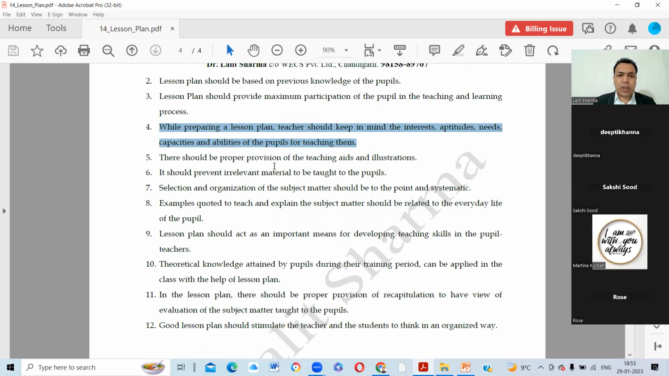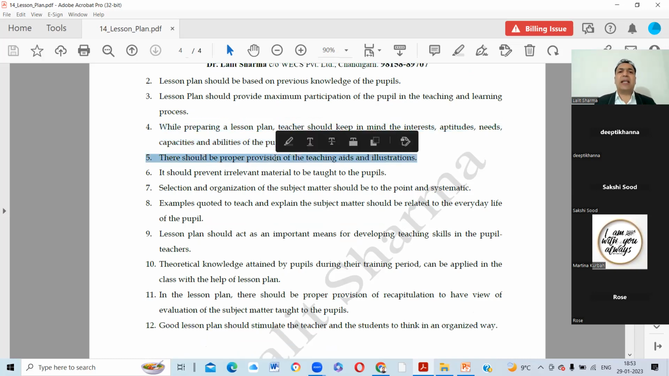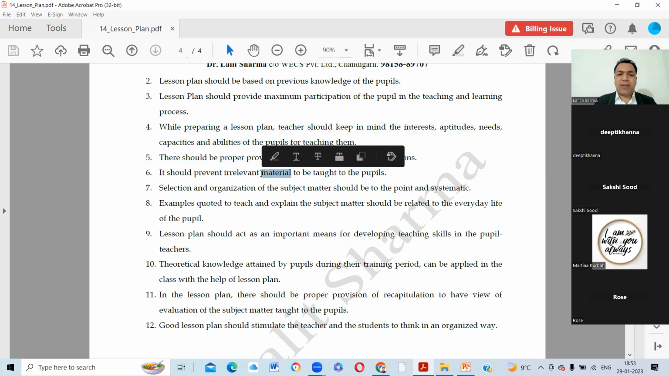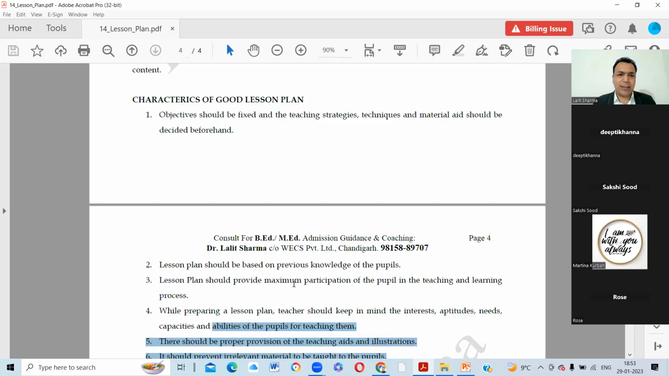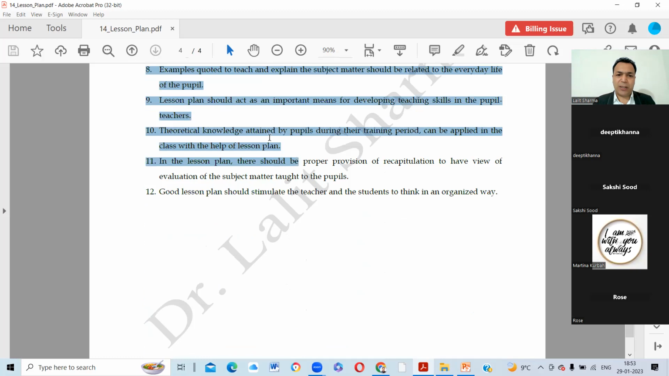Number 5, there should be proper provisions of teaching aids and illustration. It should prevent irrelevant material to be taught to the pupils. Okay, so guys, these all are the simple characteristics of a good lesson plan. You can go for that. Okay, after that you learn it, we will again discuss this topic.